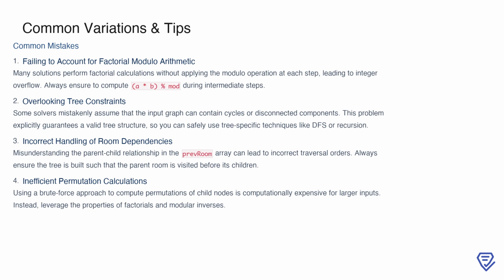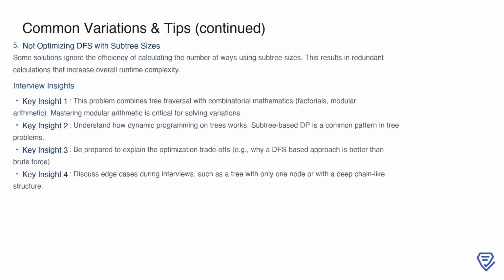Instead of manually computing all permutations, use the mathematical properties of factorials and modular inverses to optimize the process. Optimizing your depth-first search by leveraging subtree sizes can significantly improve efficiency. By calculating the number of ways to arrange rooms within each subtree only once, you avoid redundant computations and reduce runtime complexity. This small adjustment makes your solution much more scalable.